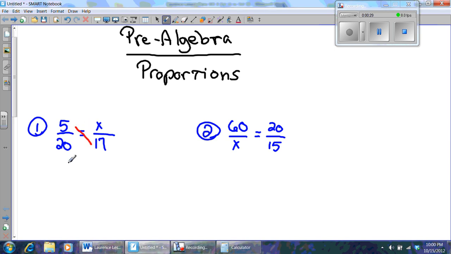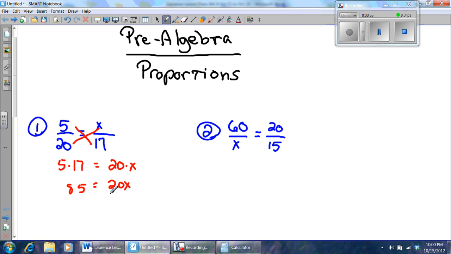I'm going to multiply 5 times 17. I'm also going to multiply 20 times x. The right-hand side is just 20x. And then the left-hand side, 5 times 17. It's going to end in 5. I'm going to carry the 3. 85.